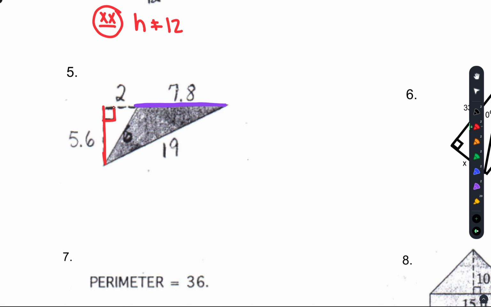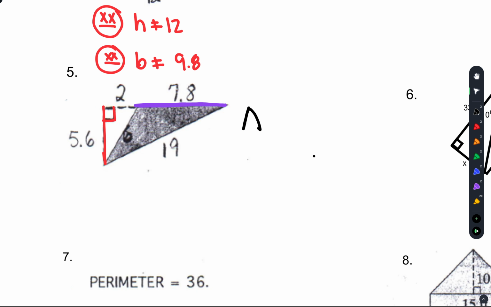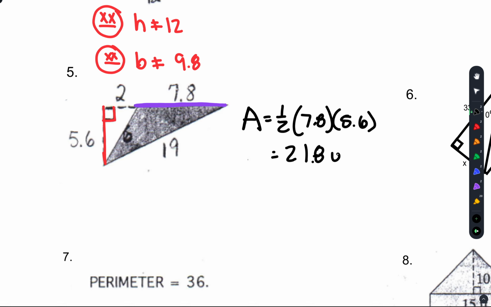The height is 5.6. I'm going to do another angry face. I got a lot of angry faces in this unit. The base is not 9.8. That 2 is on the outside of my triangle. It's there to confuse you. They do that quite often. So make sure that when you're counting the base, you're literally only looking at the part of the triangle that's actually there. Area here is 1/2 base times height, 7.8 times 5.6. And this is going to get me a not fun number. I think it's 21.8. And I'm good with 1 decimal place, units squared.